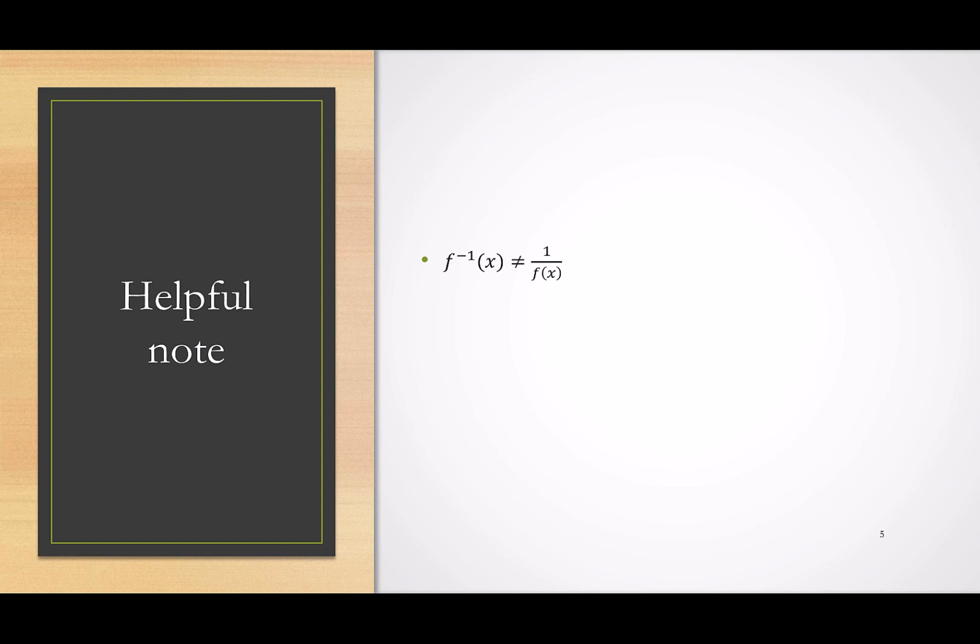This -1 is not really an exponent, so f inverse of x is not equal to 1 over f of x. As a trig function, sine inverse of x will not be equal to 1 over sine x. Remember, 1 over sine x is cosecant, and cosecant and sine are not inverse functions, they're reciprocal functions.